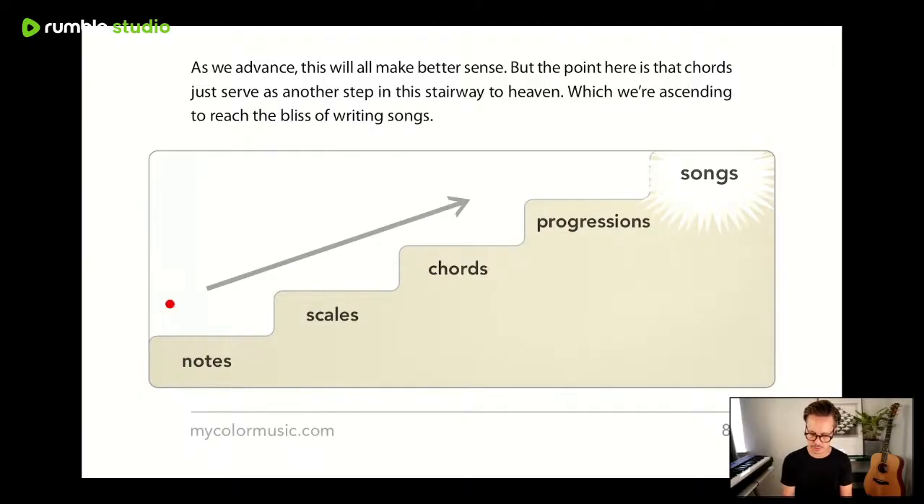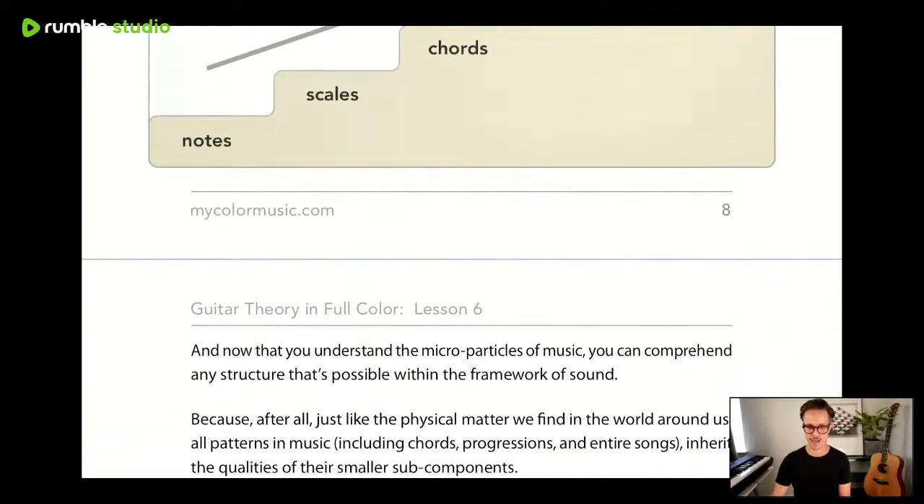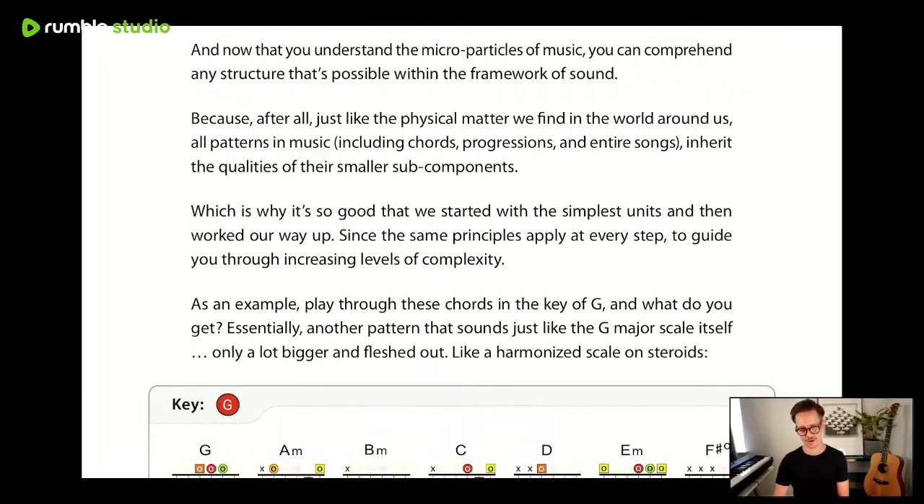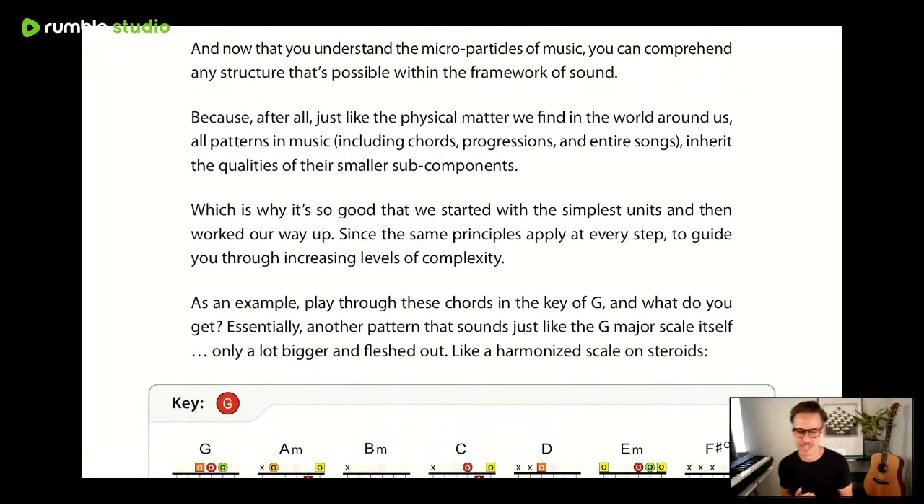So from notes to scales to chords to progressions and songs, we're ascending through these different patterns, layer by layer, pattern and principle by pattern and principle. And now that you understand the microparticles of music, you can comprehend any structure that's possible within the framework of sound. Because, after all, just like the physical matter we find in the world around us, all patterns in music, including chords, progressions, and entire songs, inherit the quality of their smaller subcomponents.